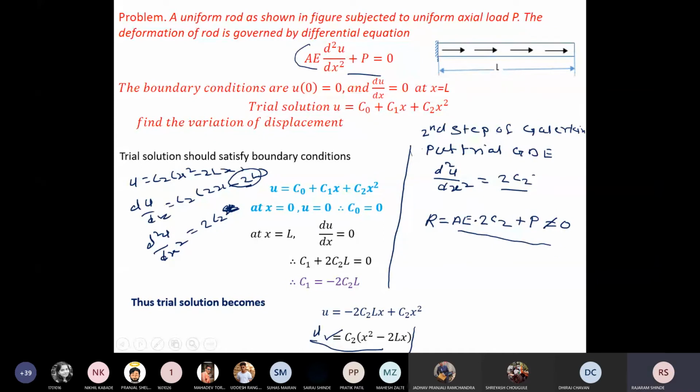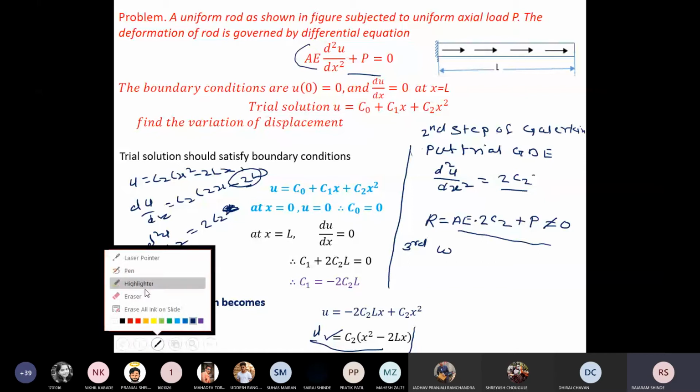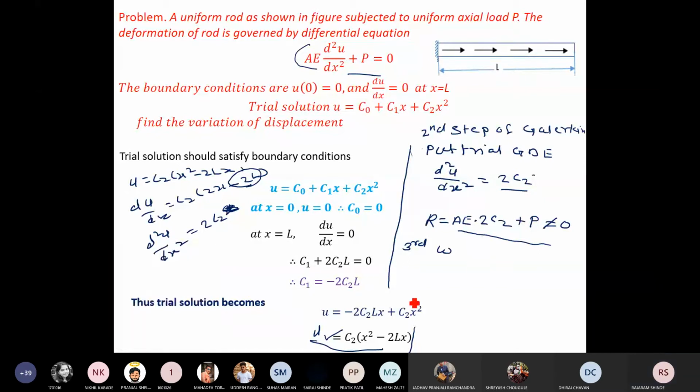Now you tell me what is the weighting function. Next step in Galerkin method, third step: select weighting function. I will change the color. Weighting function. Here, weighting function. What is weighting function here?